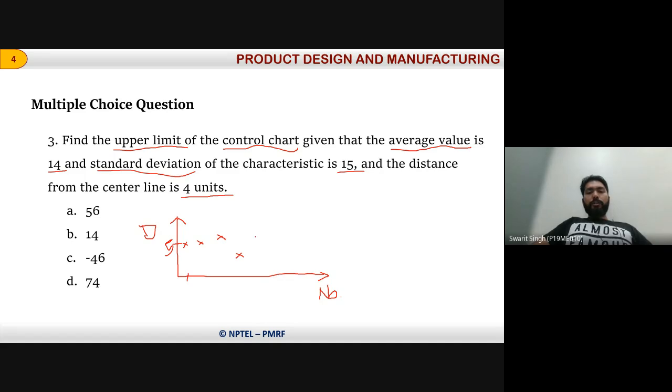This kind of value collection we do, and then we plot a chart. There is some mean value which we require, and then there is a mean value which comes out of all the samples that we have observed and the data we have collected. Then there will be a straight line. I'm sorry, it is not looking like a straight line, but yes, it is a straight line. This is a control line. We say this is a control line.